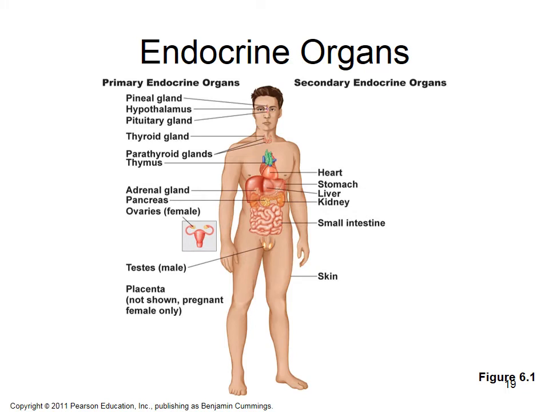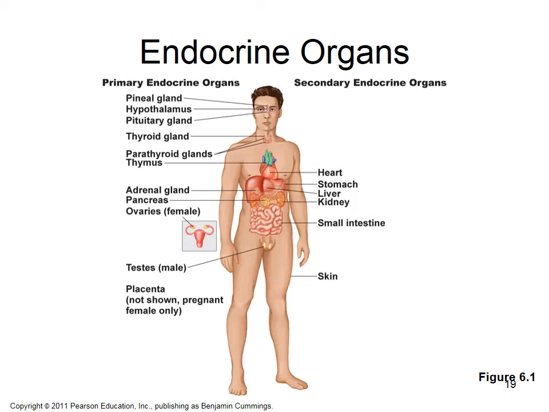So here we've got endocrine organs. We've got primary versus secondary endocrine organs. The primary endocrine organs we're going to talk about, although we're going to talk in way more detail about the gonads at the end of the semester. We're going to talk about the pineal gland, the hypothalamus and the pituitary gland, thyroid gland, parathyroid gland, thymus, adrenal gland, pancreas, ovaries and testes. And because this is a male, there's no placenta being shown, or ovaries, except in this little sidebar.